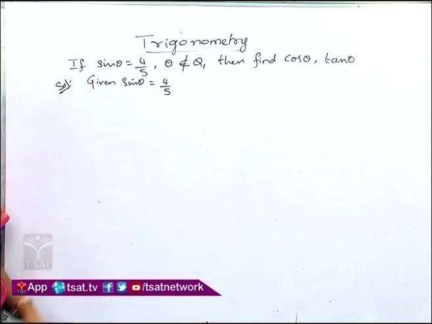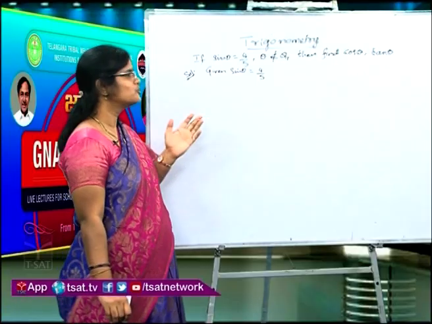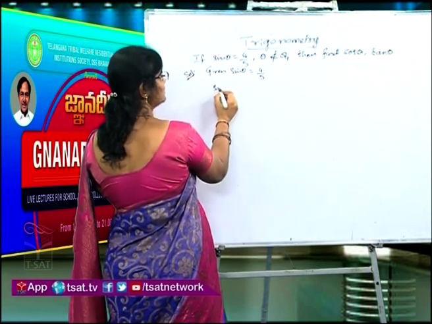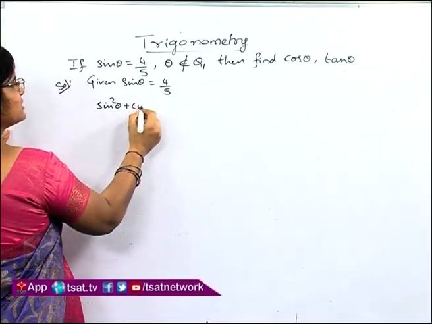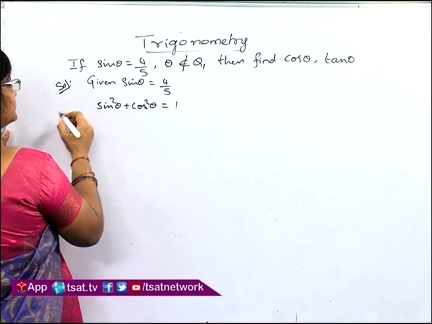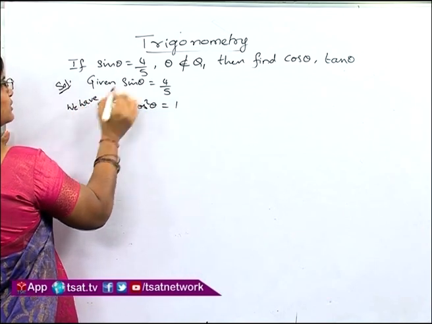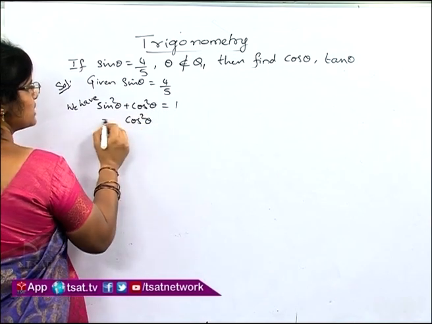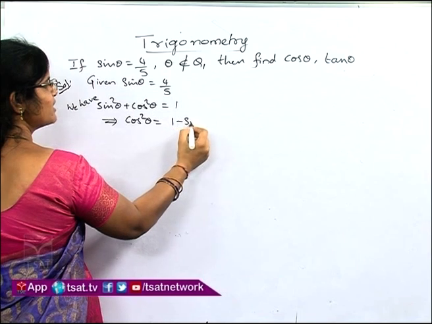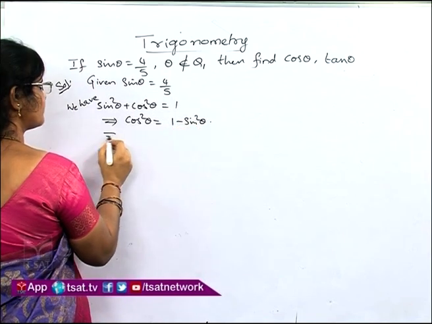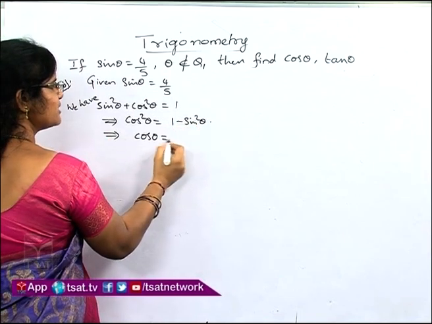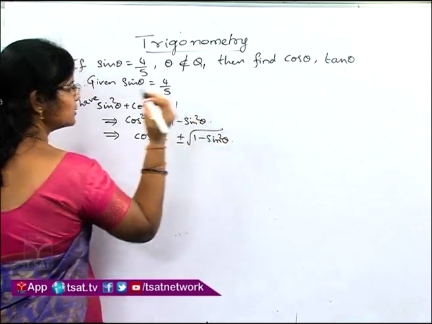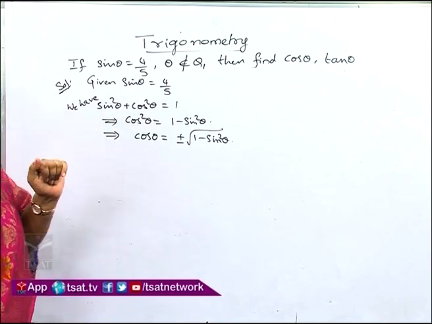So here also two methods are there, children, to derive. We will see one by one. From the first identity we have sin square theta plus cos square theta equal to 1. Now we want cos theta. From this, cos square theta equals what can we write, children? 1 minus sin square theta, and cos theta is nothing but plus or minus root of 1 minus sin square theta. So this is one method, children, you can do.